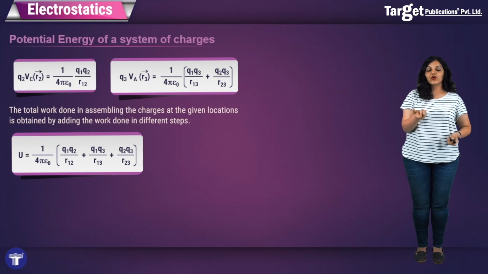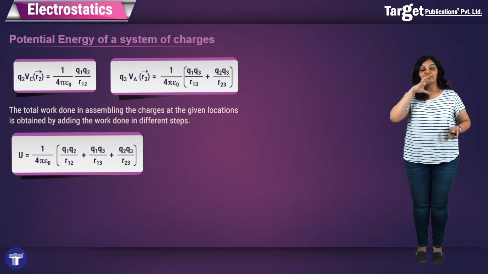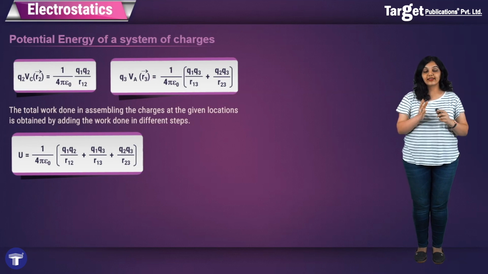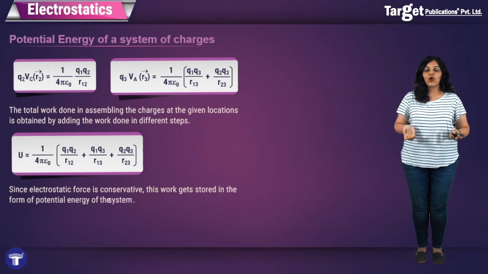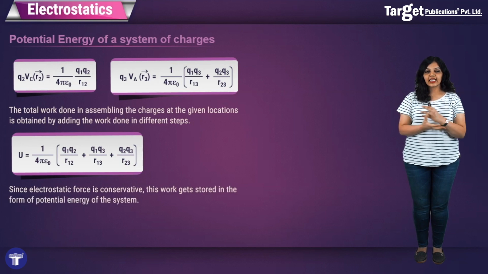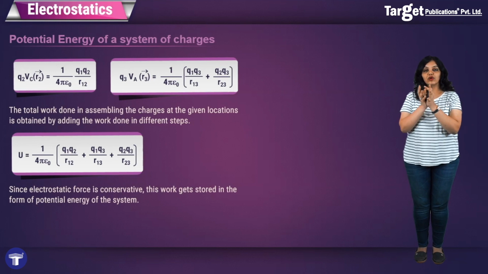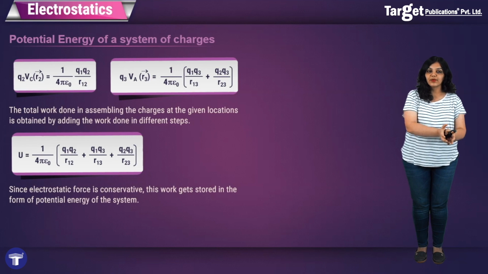So in general, if you want to find the potential energy, that is if you want to find the work done, you simply have to take the charges in pair and divide that by the distance between these two charges and add that all up. And as I told you before, all this work done will be stored inside the system as the potential energy of the system, and therefore we say that this is the total potential energy of the system. So work done in assembling the charges is stored as the potential energy.